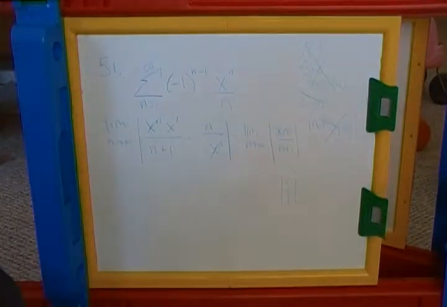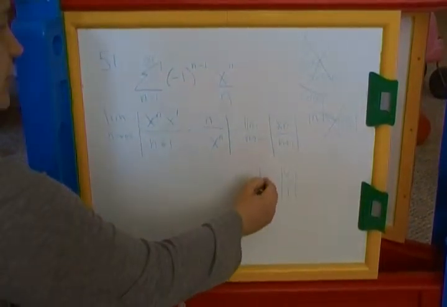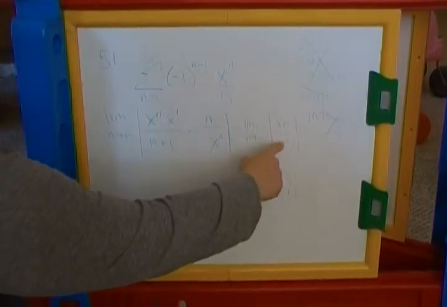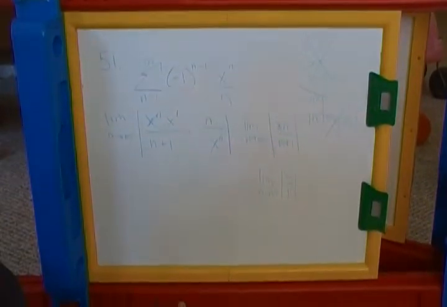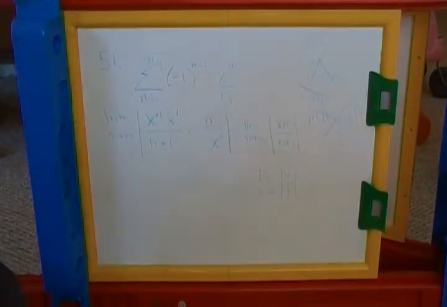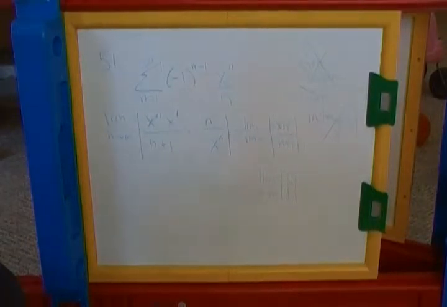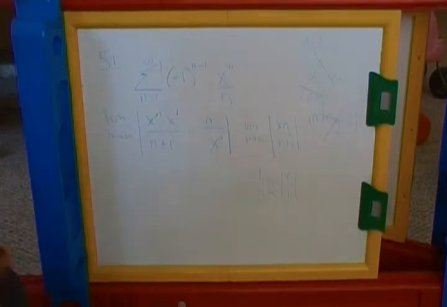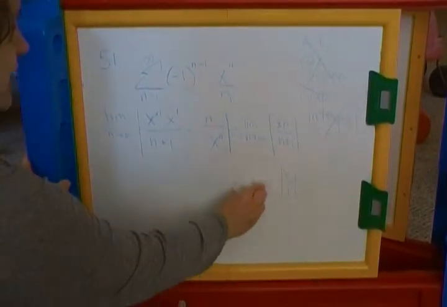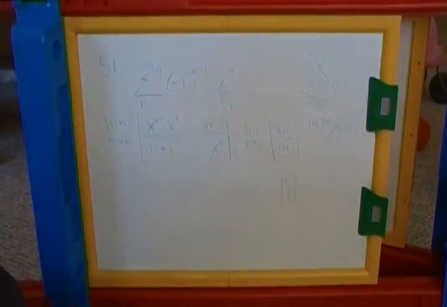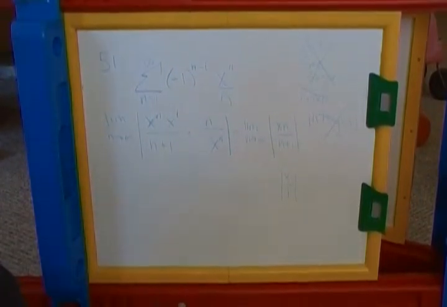You could apply L'Hopital's rule, or you could just think about it in terms of polynomials. This is a first-degree polynomial over a first-degree polynomial, so it goes to the ratio of their leading coefficients. So we get x over 1. I shouldn't have written the limit as n goes to infinity again, because we just took the limit. So we get just x over 1.